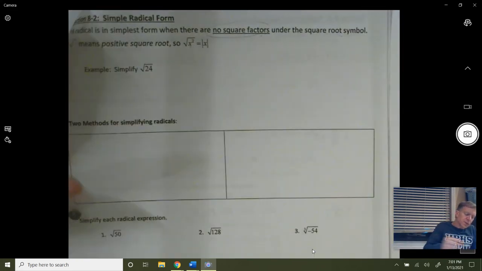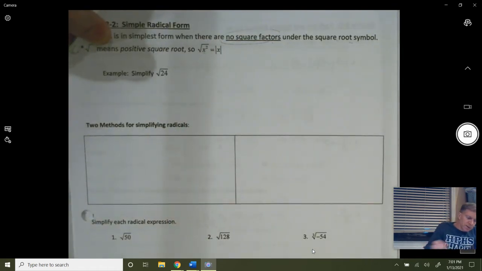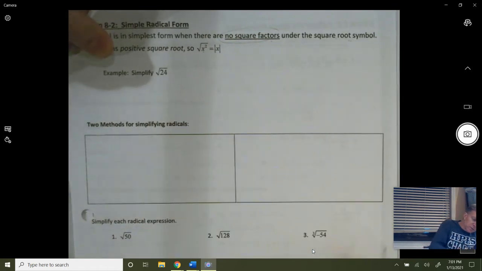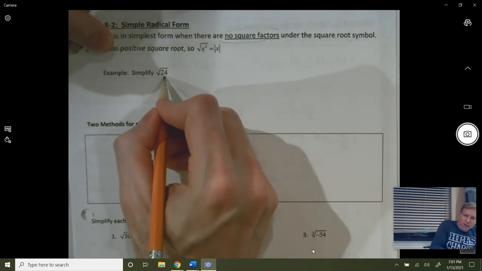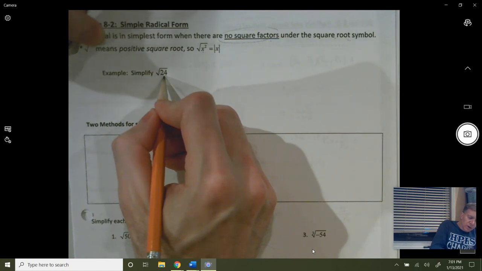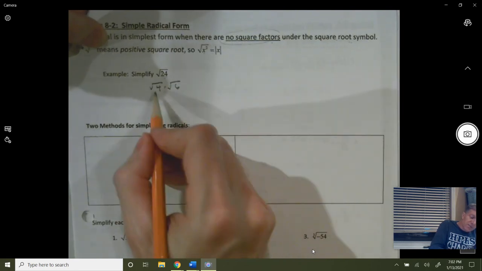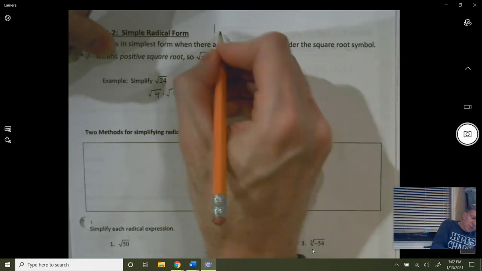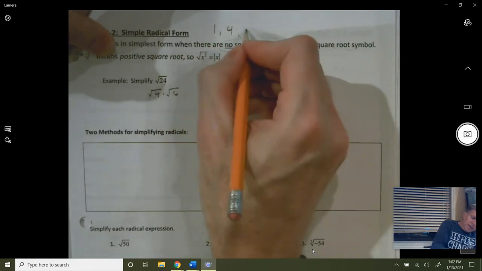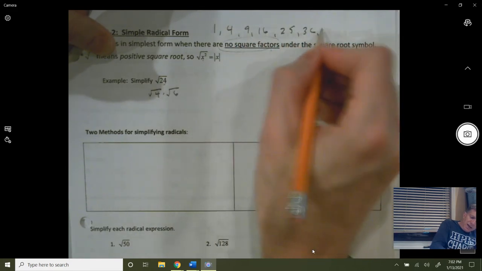So if we simplify the square root of 24, how would you do this problem? I've seen two methods for solving this problem. Some people like to say, I want to find a perfect square. Are there any perfect squares in 24? Well, there's 4, so I could say square root of 4 times square root of 6. I'm looking for my perfect squares. Remember what your perfect squares are: 1 squared is 1, 2 squared is 4, 3 squared is 9, 4 squared is 16, 25, 36, 49, etc.